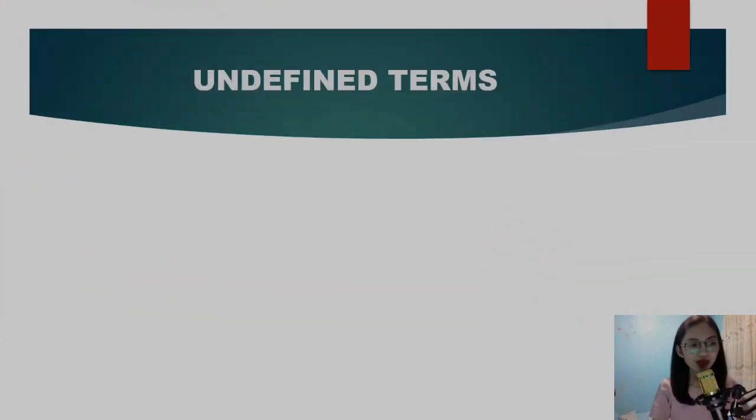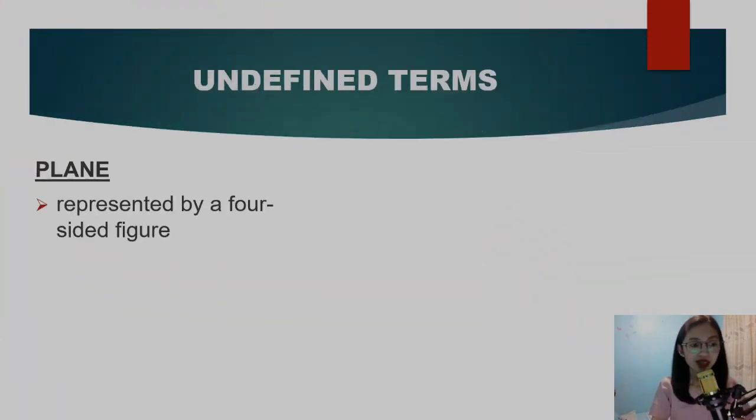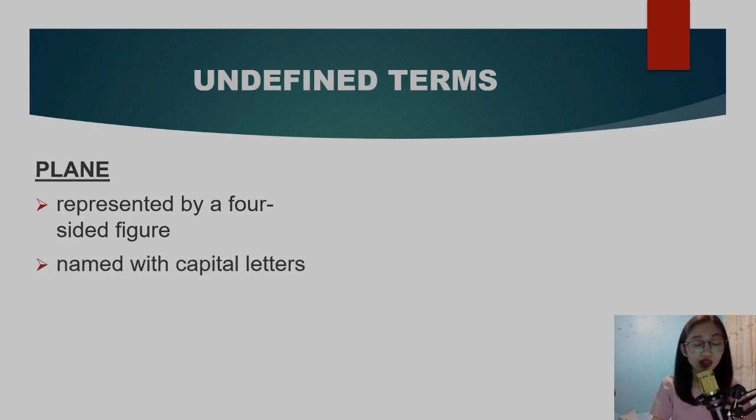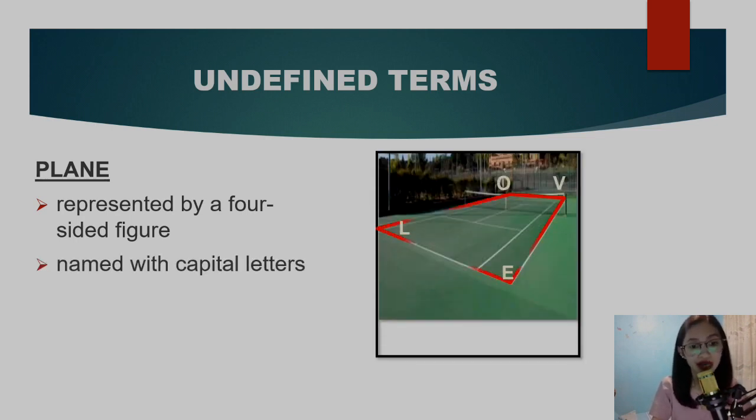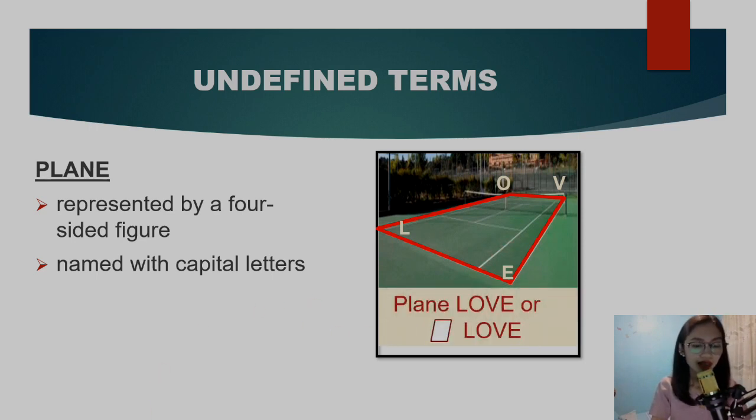And then the last one, we have a plane. So a plane is represented by four-sided figure and named with capital letters. So how does a plane look like? Ito, kagaya kanina, yung court, surface of the court. We have here the imaginary plane. So, as you can see, meron siyang mga capital letters sa bawat corner niya. So, we name this plane as plane LOVE, or in symbols, we use a four-sided figure and then the capital letters.